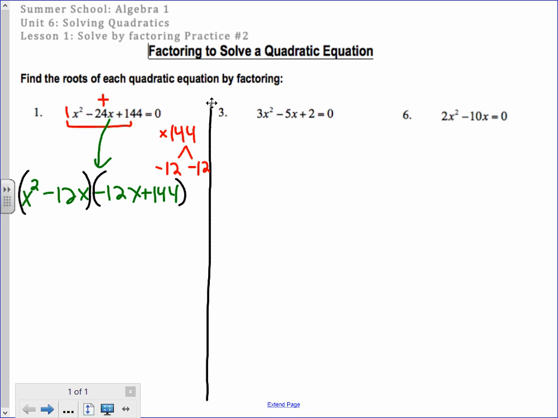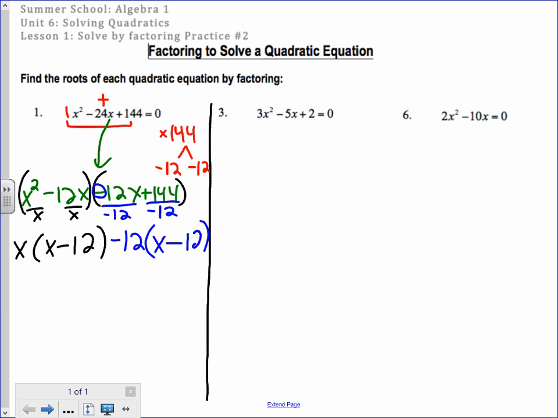Once I group them, I'm going to look for a GCF. The GCF between x squared and negative 12x is x, and I'm going to divide that x out of each term. Doing that gives me x minus 12 left in the parentheses. Now looking at this second set of parentheses, the first term is negative, which means my GCF is going to be negative. It seems to have a negative 12 as the GCF. So when I divide out negative 12, I'm left with x minus 12.